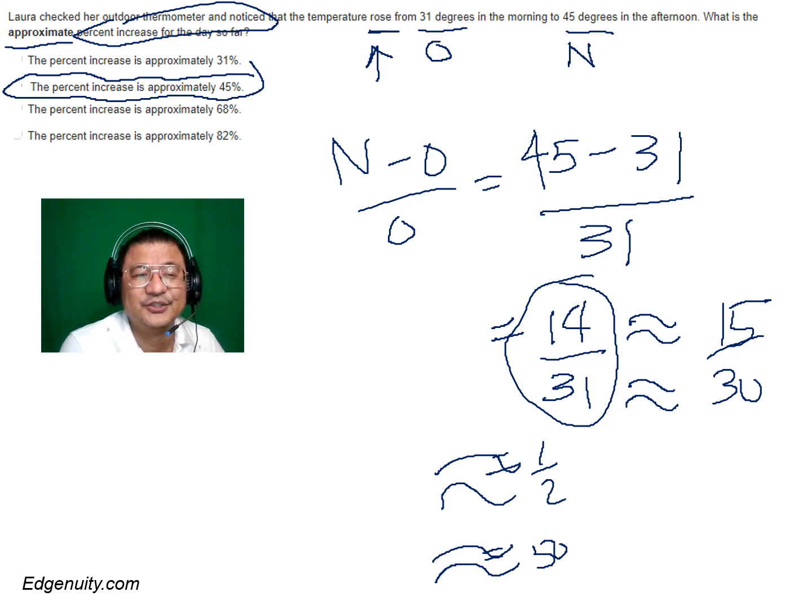Is it easy? So remember the formula: n minus o over o. Or just put in your mind, no o. All right, good luck in your practices.